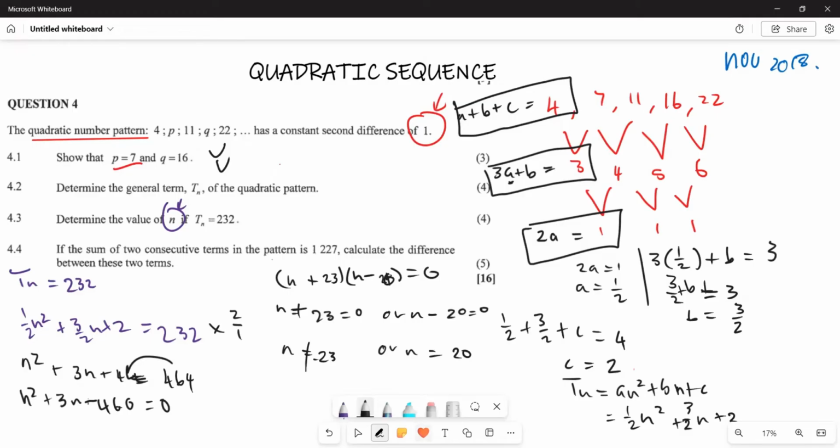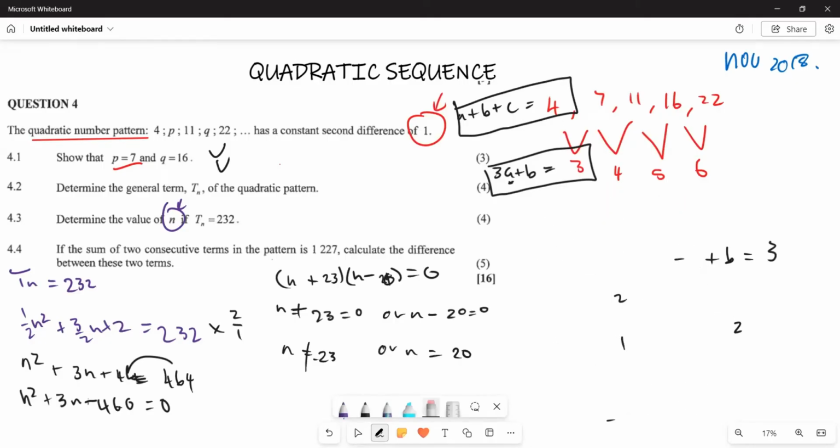And now from here, what is it that you're going to do? Basically the n that is equal to the term 232 is going to be your 20. Isn't it so? So that is how you are going to do that particular question. Okay, hopefully this makes sense to you.